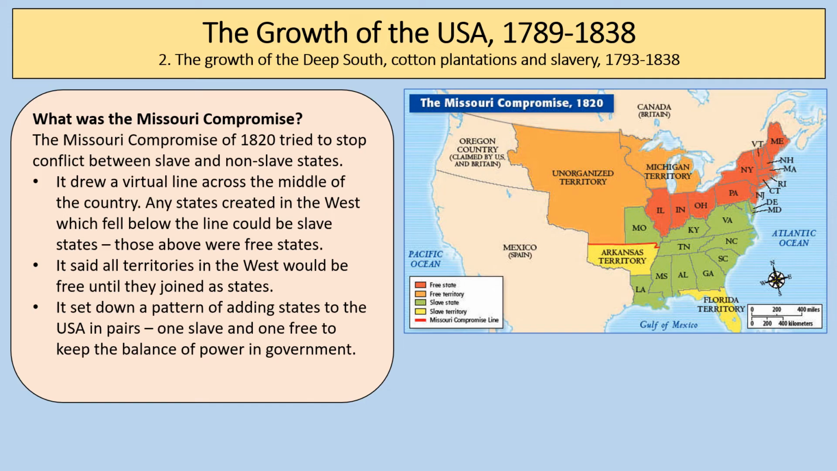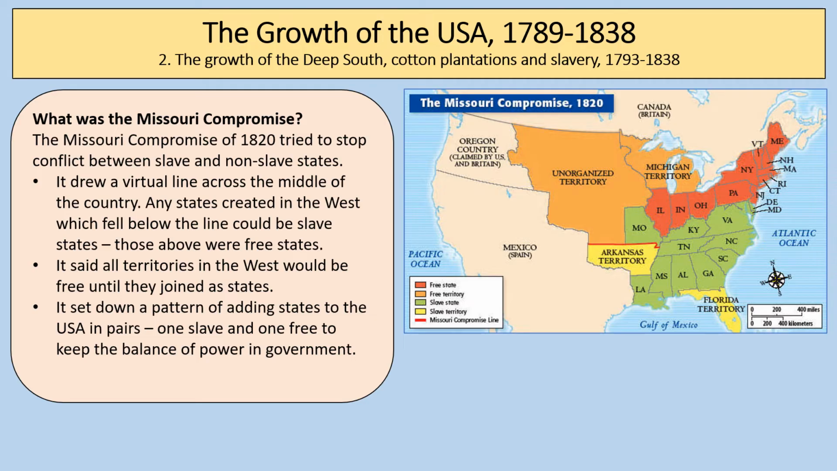In 1820, it tried to stop the conflict between slave and non-slave states. And basically, it drew a virtual line across the middle of the country. Any states created in the West which fell below the line could be slave states. Those above were free states. So it kind of keeps this division between North and South. It said all territories in the West would be free until they joined as states.